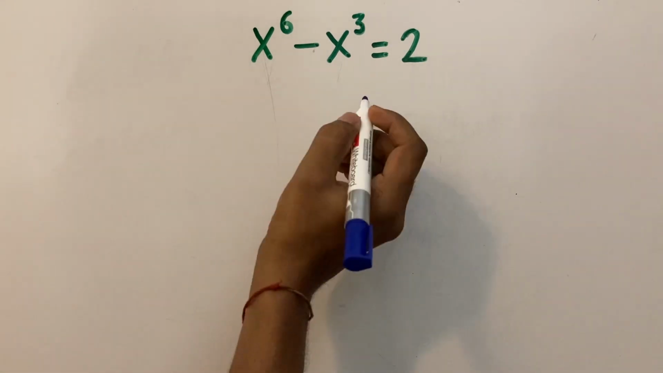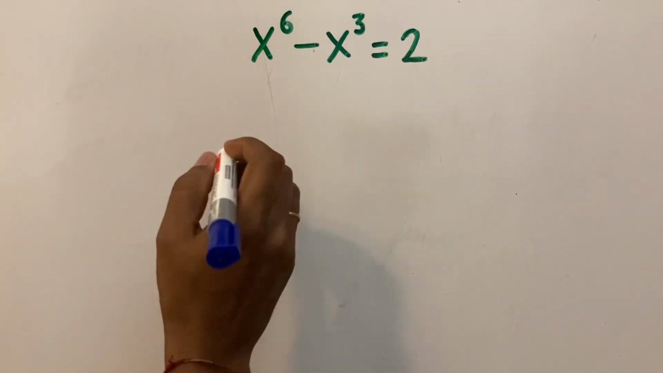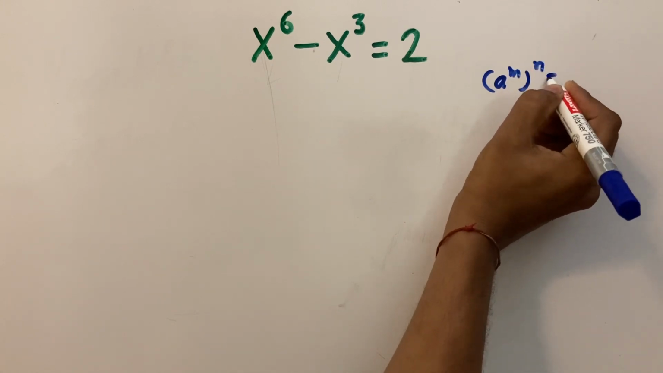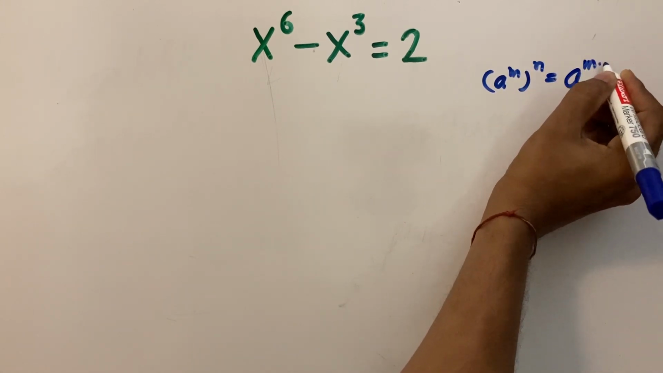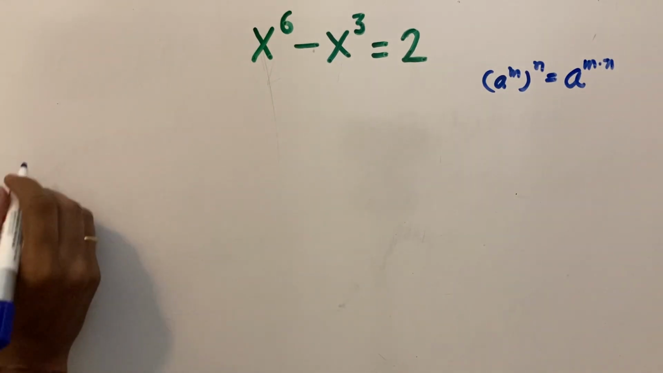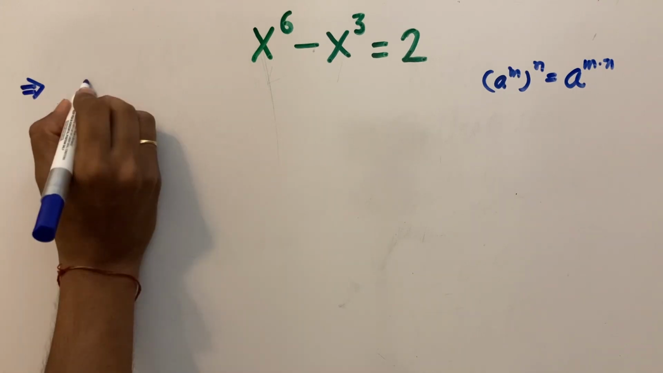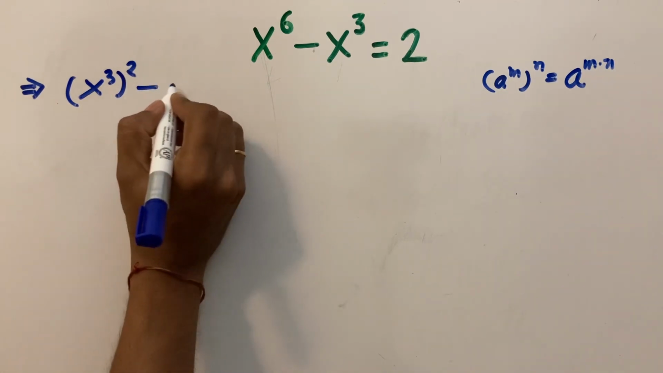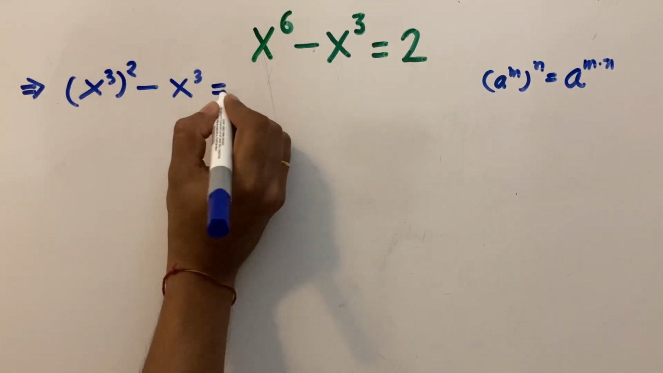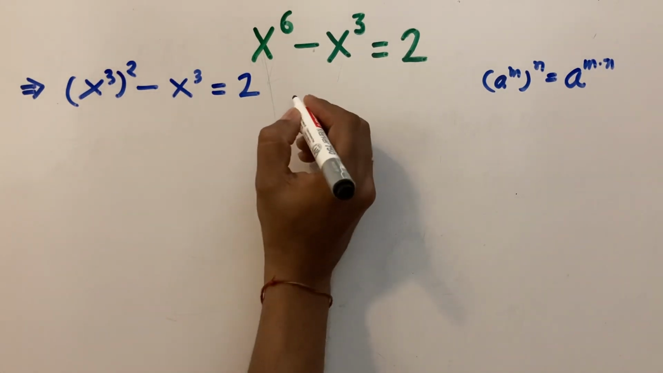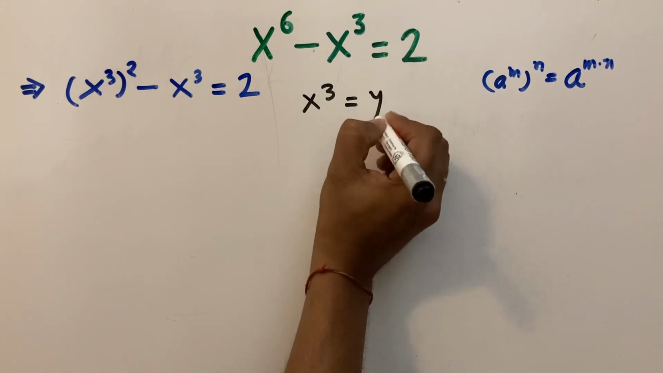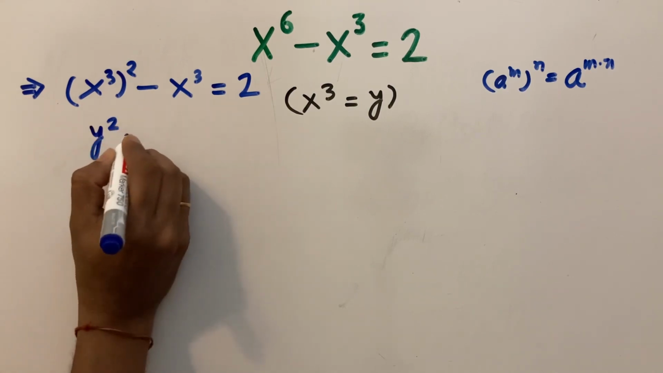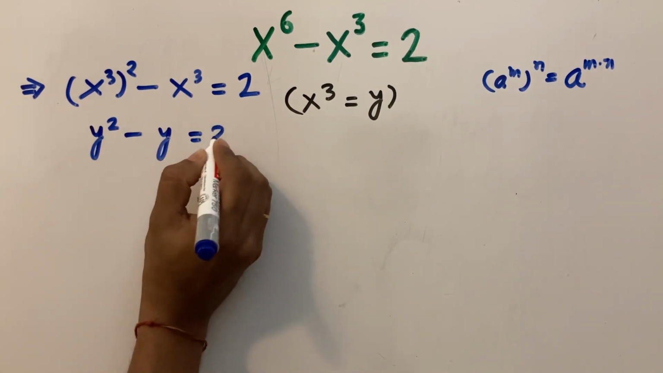First, to simplify this equation, we are going to use the exponential rule, that is (a to power m) to power n equals a to power m times n. Here, this equation can be written as (x to power 3) to power 2 minus x to power 3 equals 2. Let's assume x to power 3 equals y. This equation simplifies to y to power 2 minus y equals 2.